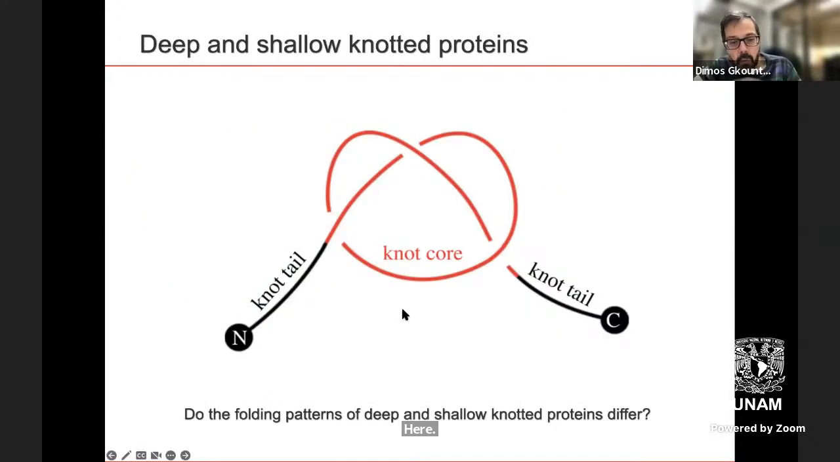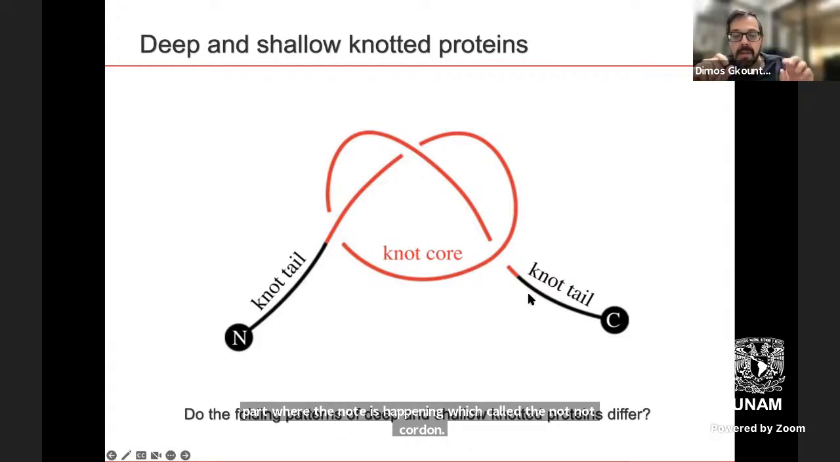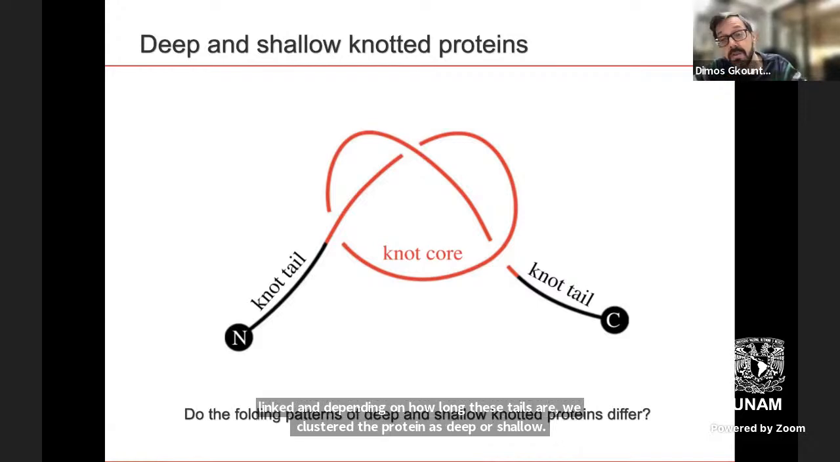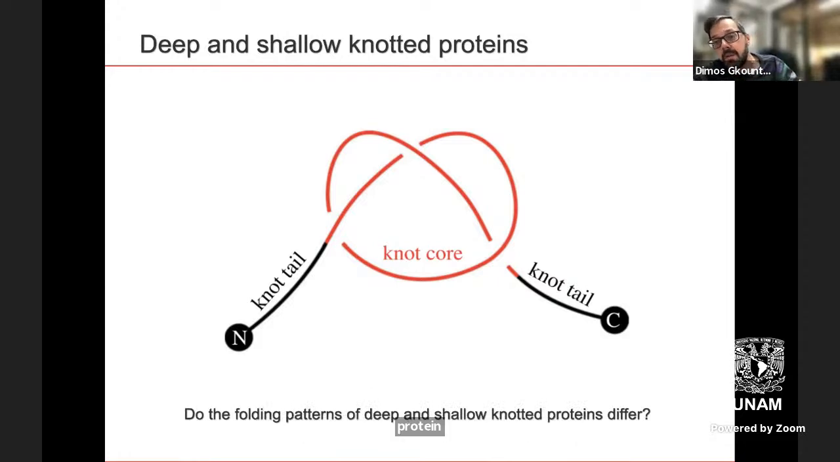And we distinguish knotted proteins into deep and shallow proteins. We have the main part where the knot is happening, which is called the knot core, and we have the two tails, the things that are dangling. And depending on how long these tails are, we classify the protein as deep or shallow. If there is a shallow knotted protein, this means that it's not very stable. The knot may get loosened quite quickly.